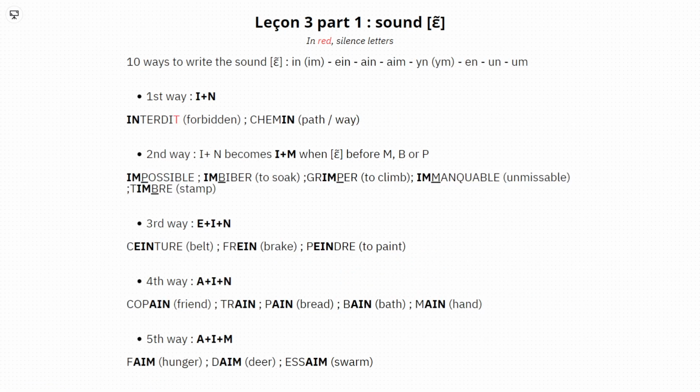Now let's move on to the other sound, un. You can hear that un is different from en, of course. So there are 10 ways to write the sound un. The first way is E plus N. In the words interdit, chemin, un chemin.